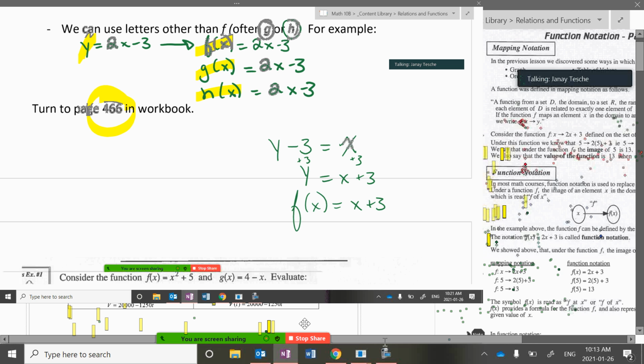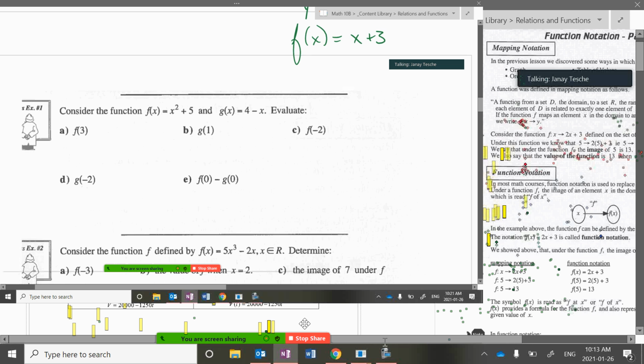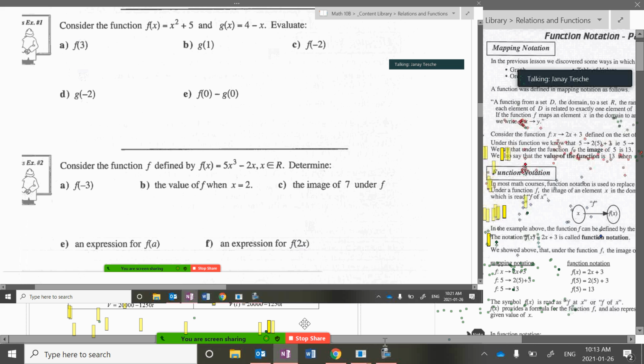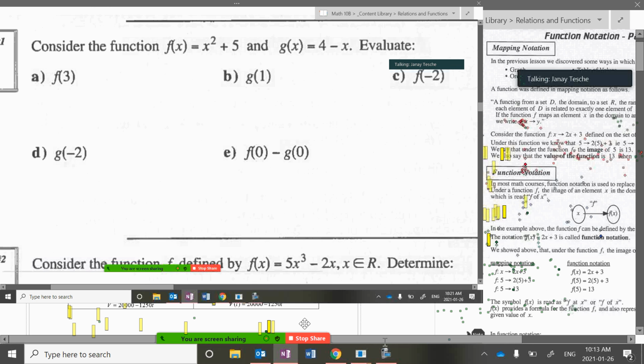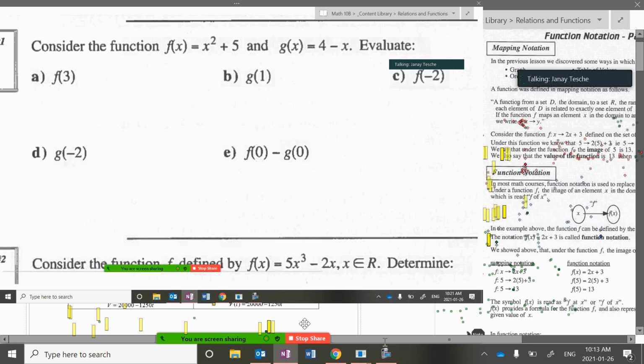Okay, so I just felt like your first page in your workbook, so page 465, made this much more difficult than it is. And it really isn't. We're just replacing y with f of x. So I do like their examples, so that's what we're going to go through. There's a lot of different ways to ask these questions. A lot of this is terminology, and a lot of it just seems scarier than it is. So I really want to downplay it with you guys right now.